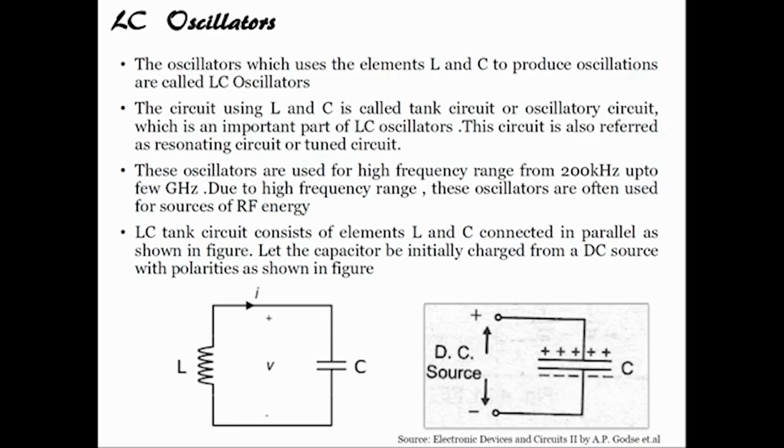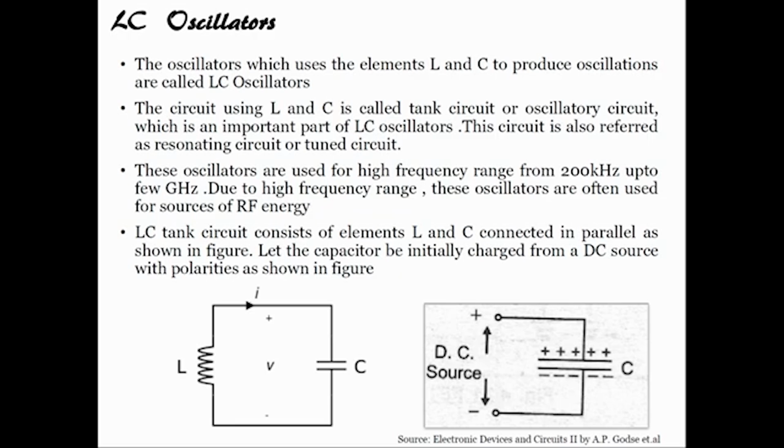You can see on the left side the inductor L and capacitor C, a circuit used for oscillation in LC oscillators. These oscillators are used for high frequency ranges, from 200 kilohertz to a few gigahertz. Since the frequency range is high, these oscillators are also referred to as sources of RF energy. The LC tank oscillator circuit consists of L and C connected in parallel as shown in the figure. Let the capacitor be initially charged from a DC source with the polarity shown in the figure.